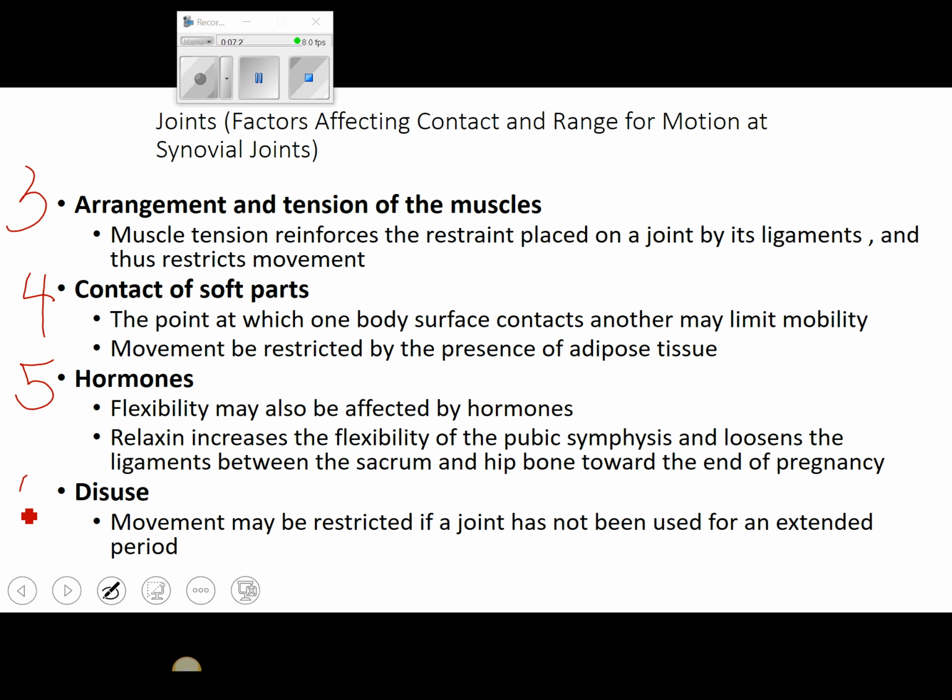The sixth one, of course, is going to be disuse. That is the movement that may be restricted if a joint has not been used or moved for an extended period of time. An example of this one would be when someone has a cast on their arm and they have it on there for a while. They don't have much restriction of that joint. So you may have a temporary limited range of motion at the joint due to the limited movement while the arm was in the cast.